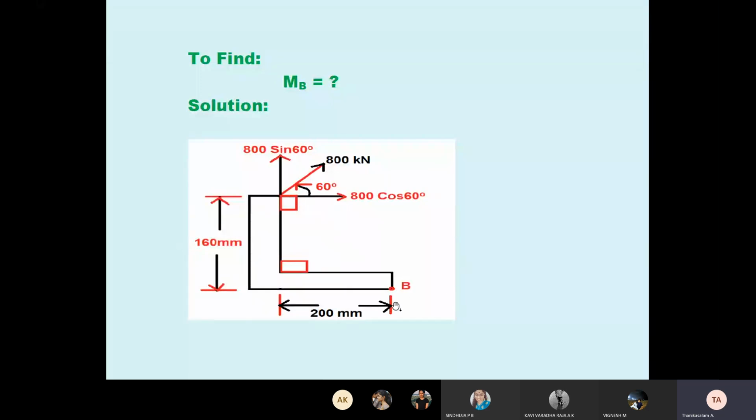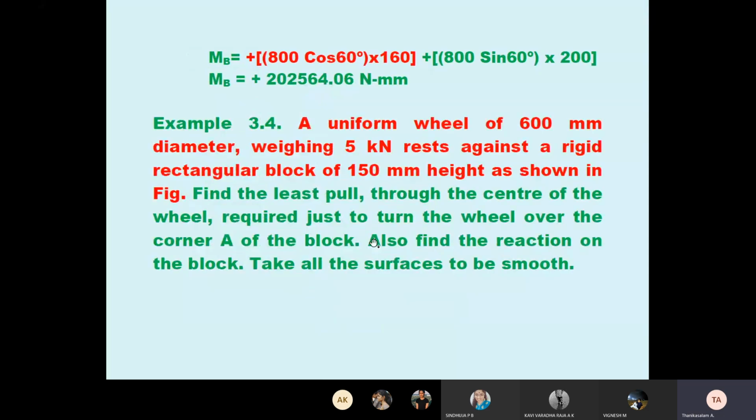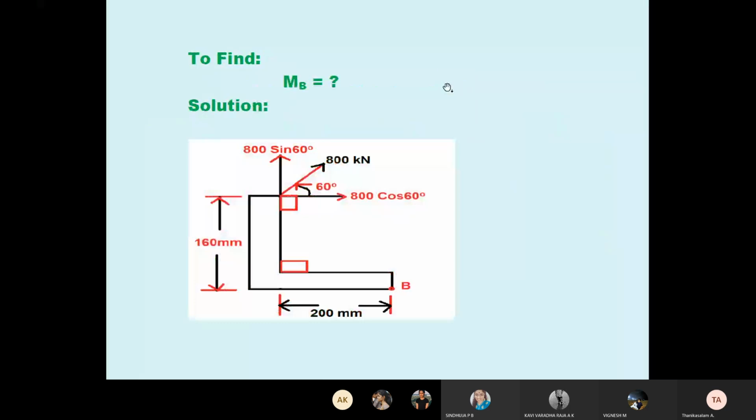See, the force is away from the point, but it's a perpendicular. See the line of action. For your understanding, put the perpendicular on the red color rectangle, so that it shows 90 degrees. So 800 sin 60 into 200 mm, 800 cos 60 into 160 mm. Both are clockwise. Okay, so we got the moment with respect to point B in Newton mm. Moment means force into distance, no? Therefore, Newton mm. Vignesh, do you understand?